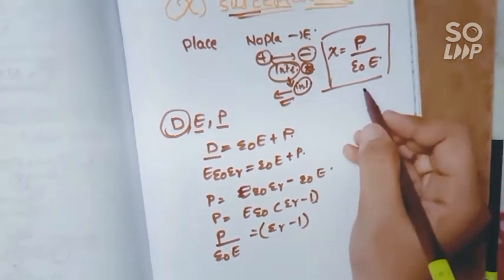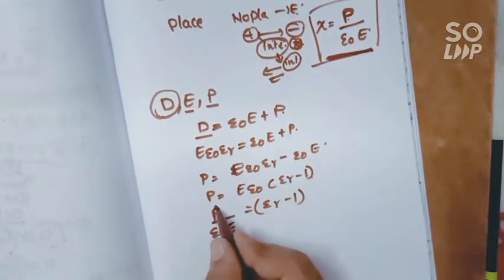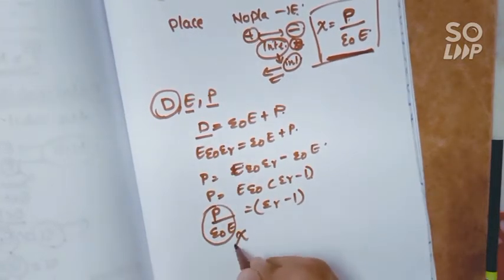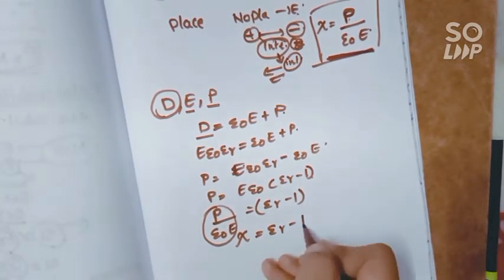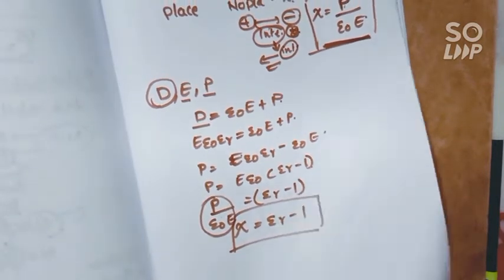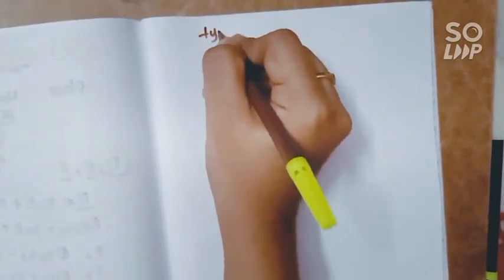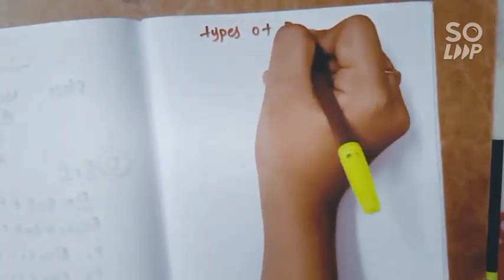Here we already have chi equals P by epsilon naught E. So in place of P by epsilon naught E, we can write chi equals epsilon R minus 1. This is our relation. Now let's move on to our major topic. This is one major topic in dielectrics: the types of dielectric polarization.